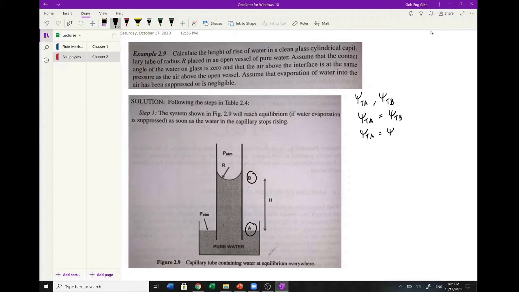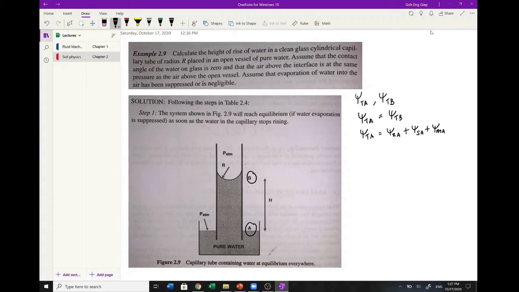the gravitational potential at point A. We also take into account the solute potential at point A, and also the metric potential at point A. Okay, right.